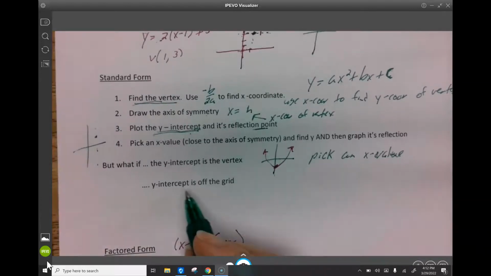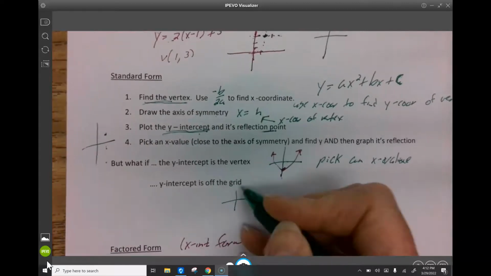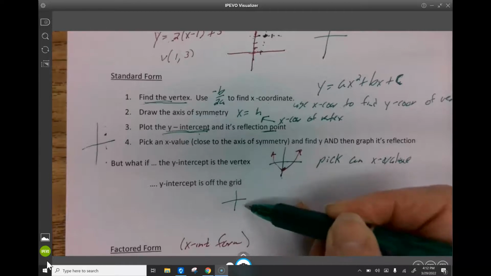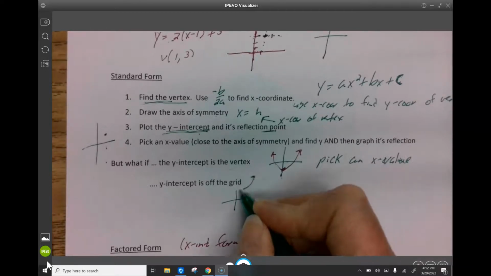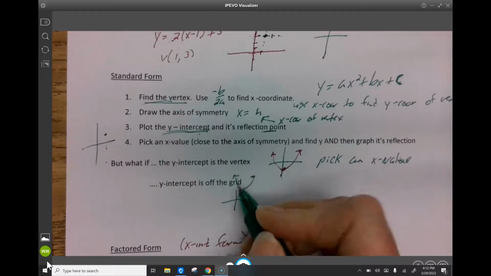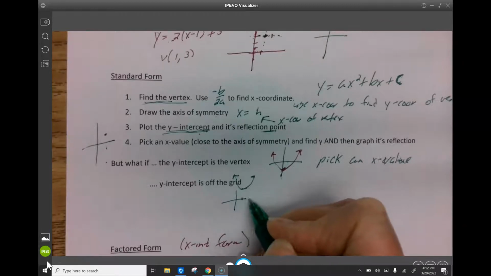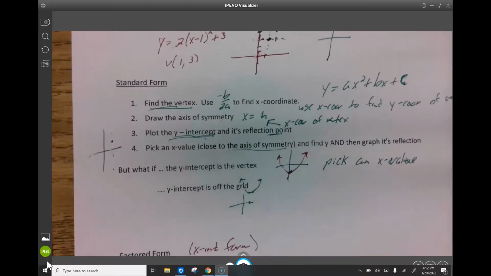Okay. What if my y-intercept is off the grid? So my y-intercept is like way up here. Okay. I'm not going to have that. So what you're going to do is, if I have my vertex and it's going off the grid like this, here's my vertex. Just pick some x values right along here. So if your vertex is this x value, just pick one real close to it. Again, close to the axis of symmetry so you're not going off the grid.